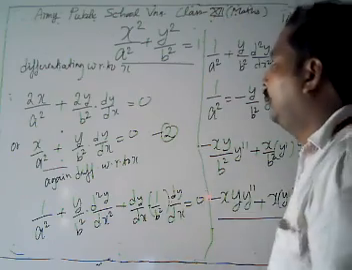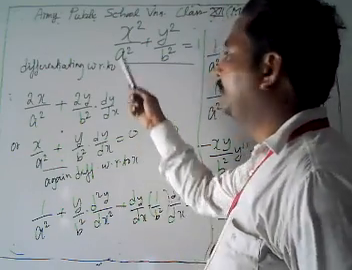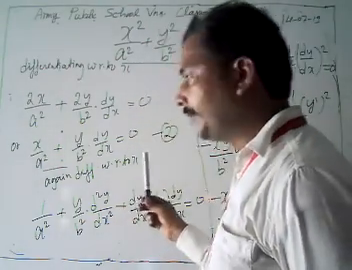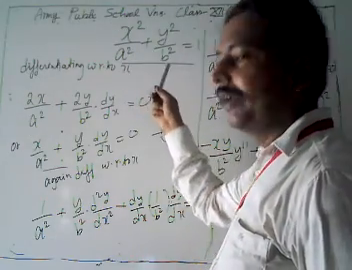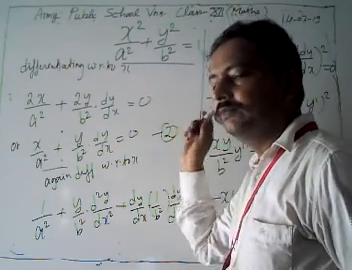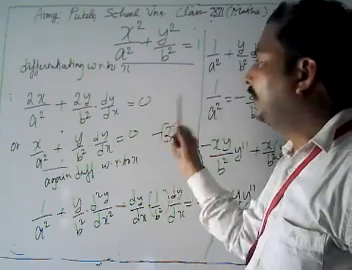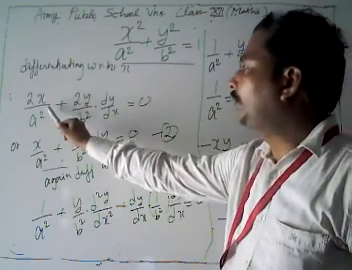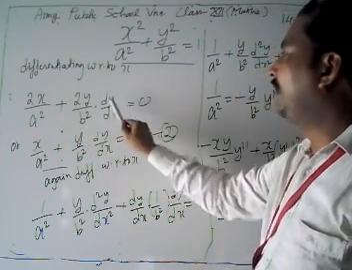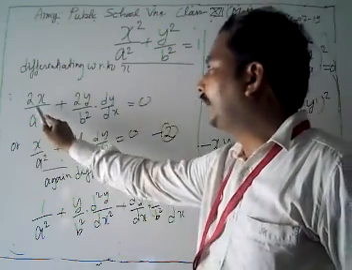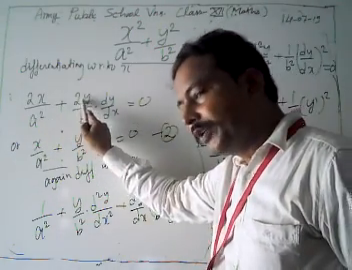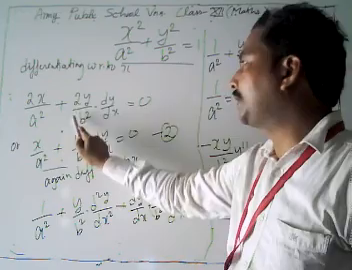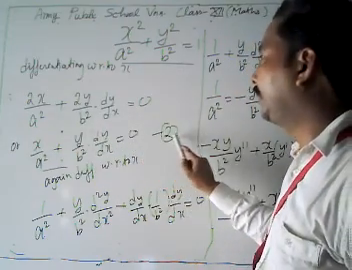Now I am going to revise again what we do in the formation of a differential equation. First of all, there are two constants a and b, so we differentiate it 2 times. We get 2x by a square plus 2y by b square dy dx equal to 0. Then taking out 2 common, because 2 is not equal to 0, we get x by a square plus y by b square dy dx equal to 0.